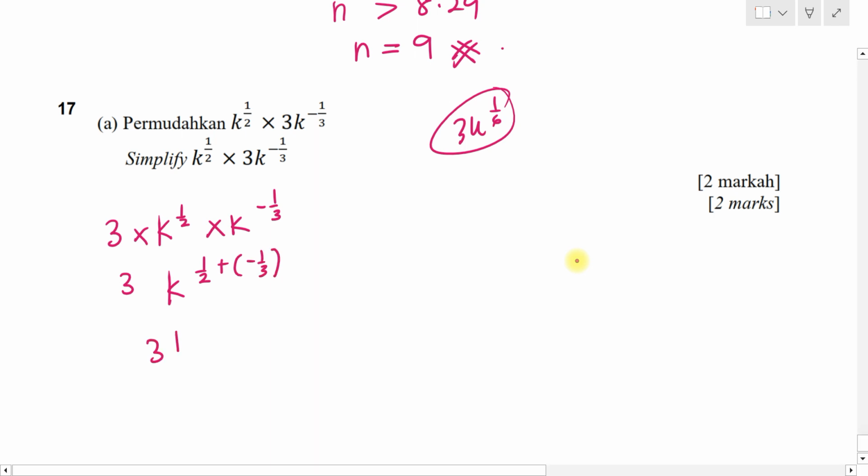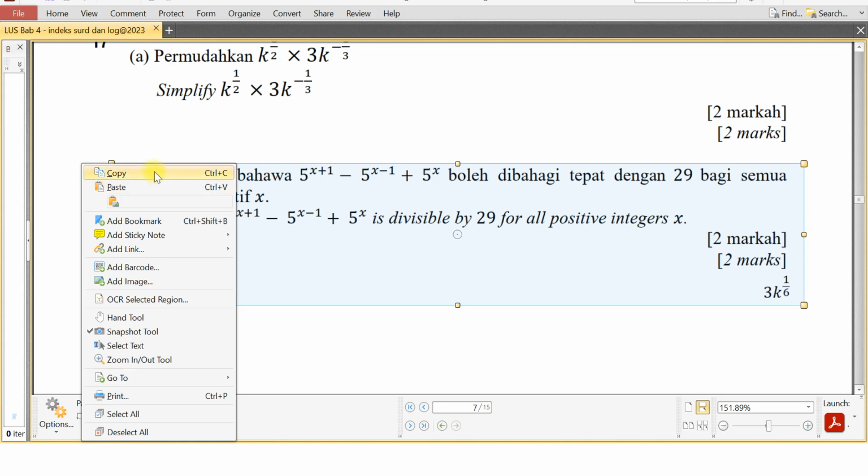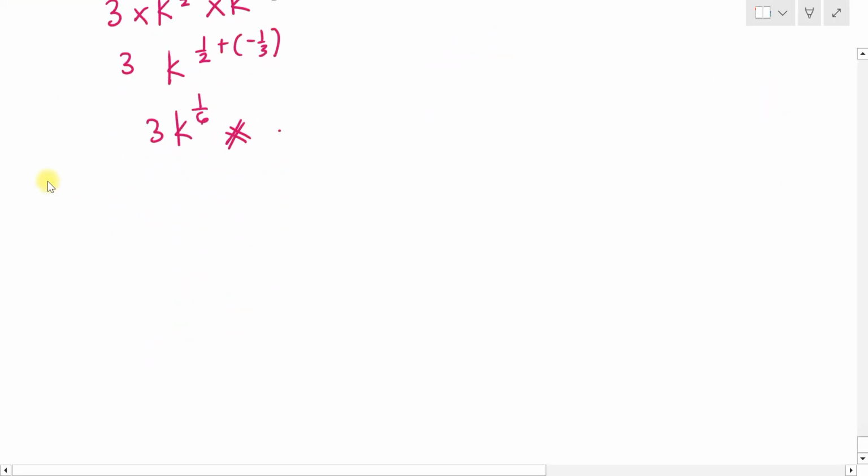Okay. 0.5 plus minus 1 over 3. Just do it in your calculator. So you get 1/6. Okay, funny. The question is an easy one. Okay.